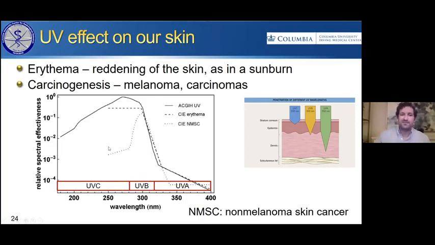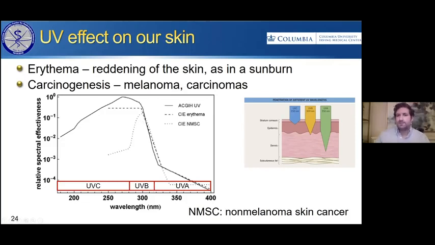Expressed on this graph, we'll start with the dashed line. That's for erythema. Erythema has the greatest danger, shown here, between 250 and 300 nanometers. Once you get above 300 nanometers, the danger drops, and when you're into the UVA, there's very little danger at all. Conversely, the danger of non-melanoma skin cancers is shown with the dotted line. There's a little bit of danger, thought to be in some parts of the UVC, but most of the danger is in the UVB.